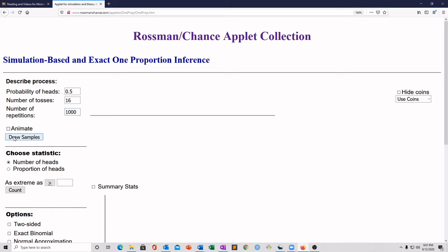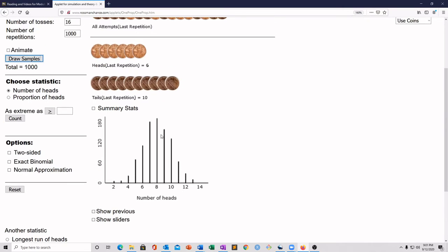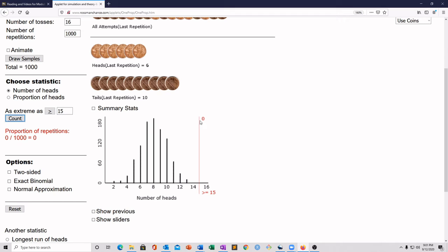We still hit draw samples, get our nice little picture, and all we have to do is go into this box here. So what we have to do, and this is where it gets a little tricky, is that number of heads is currently selected, and that was 15 heads they got. The way that you enter this number, its form has to match this form. All you got to do is look at how these numbers look to make sure. We hit count, and look at that. It finds 15, draws a line, and it will count everything there and to the right. And we get 0 out of 1,000.